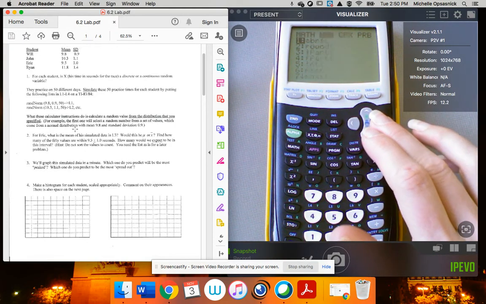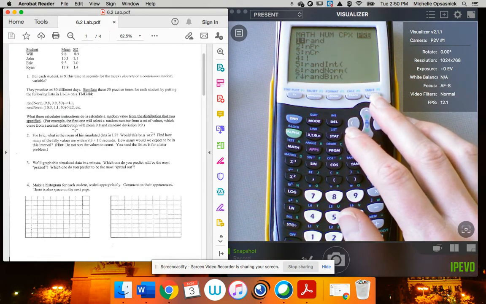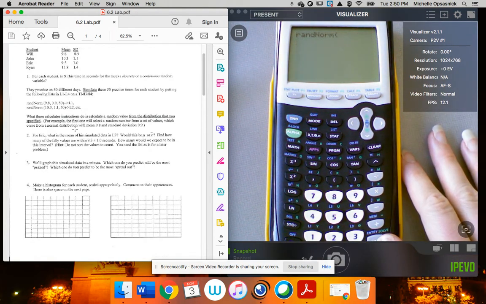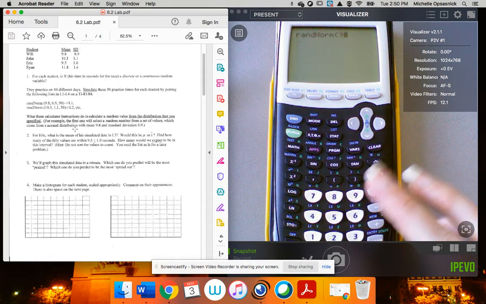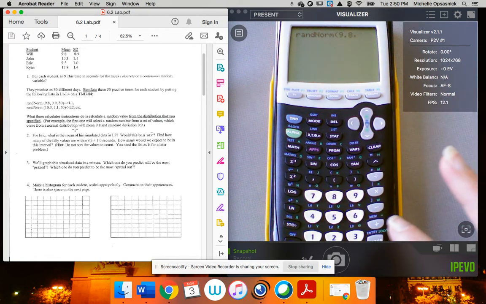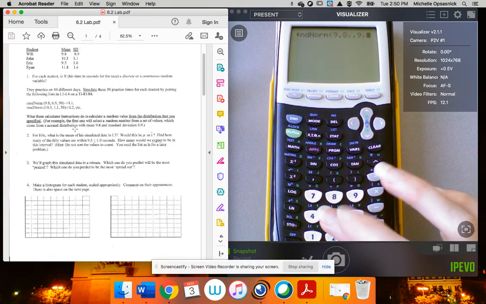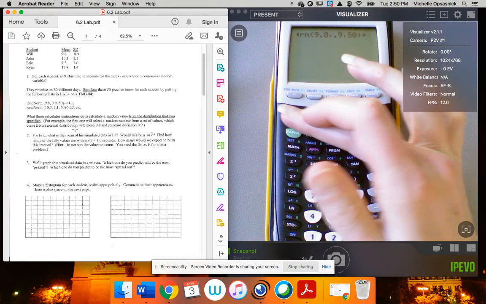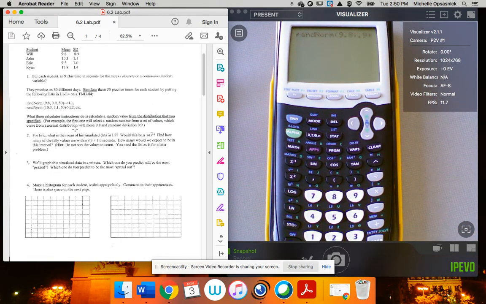So I'm going to hit math. I'm going to scroll over to probability, and then I'm looking for option 6, which is random norm. And then I'm going to go with Will first. So his mean time was 9.8, his standard deviation was 0.9, and then I want 50 numbers. I'm going to store that into list 1 in my calculator.